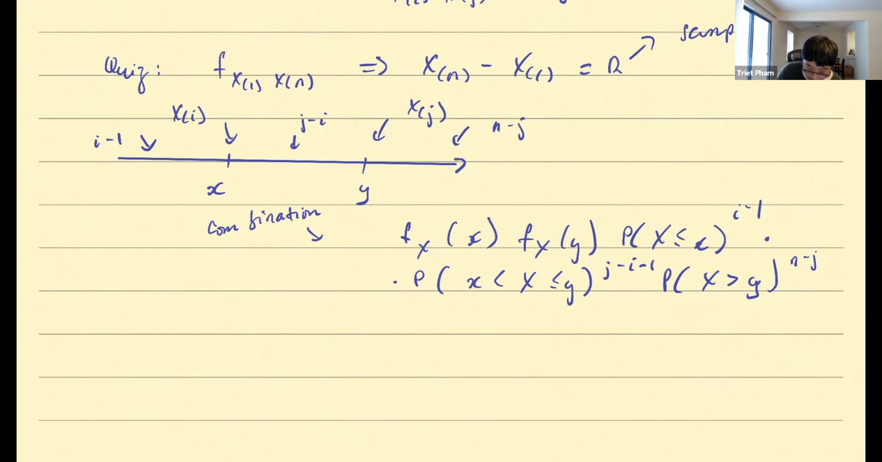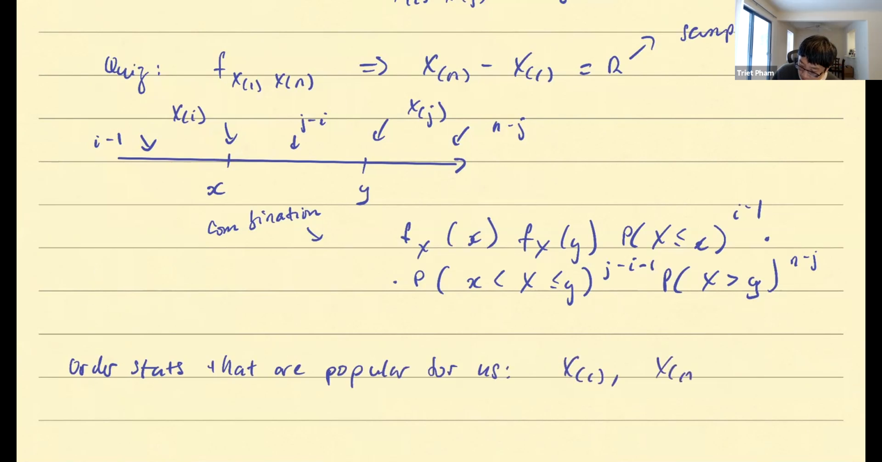All right. So now let's focus on the order stats that will be popular for us: the sample min, the sample max, and the sample median.